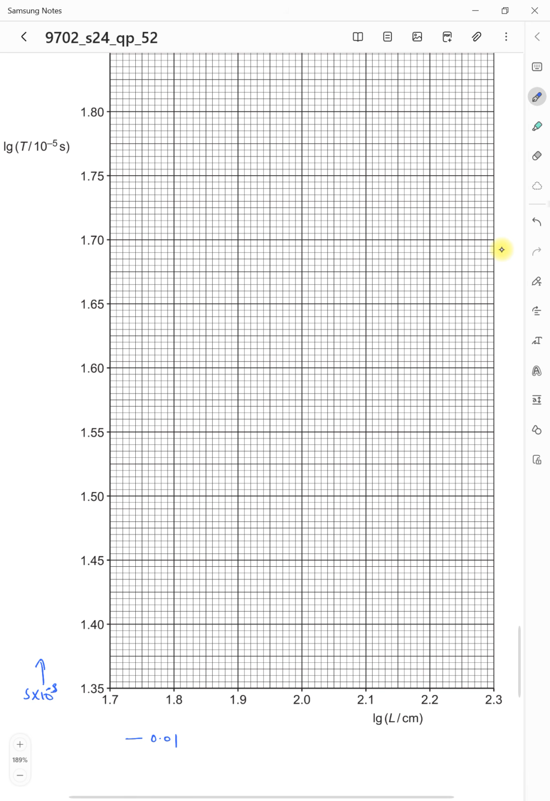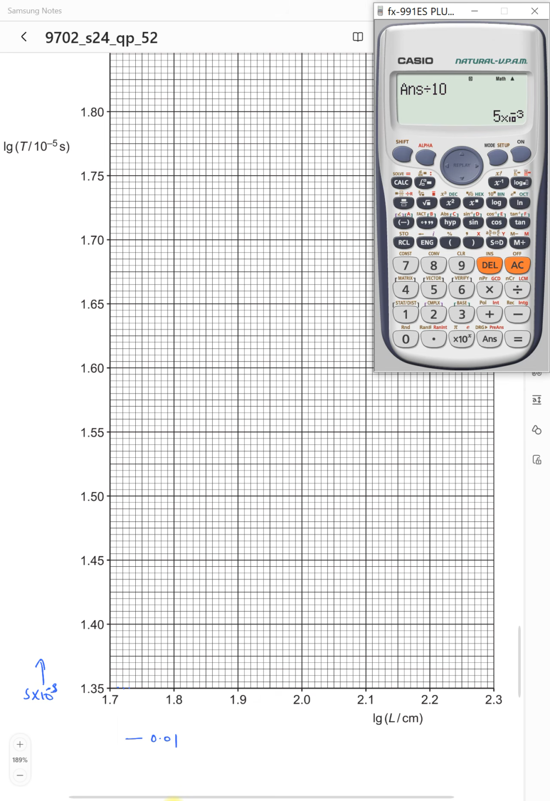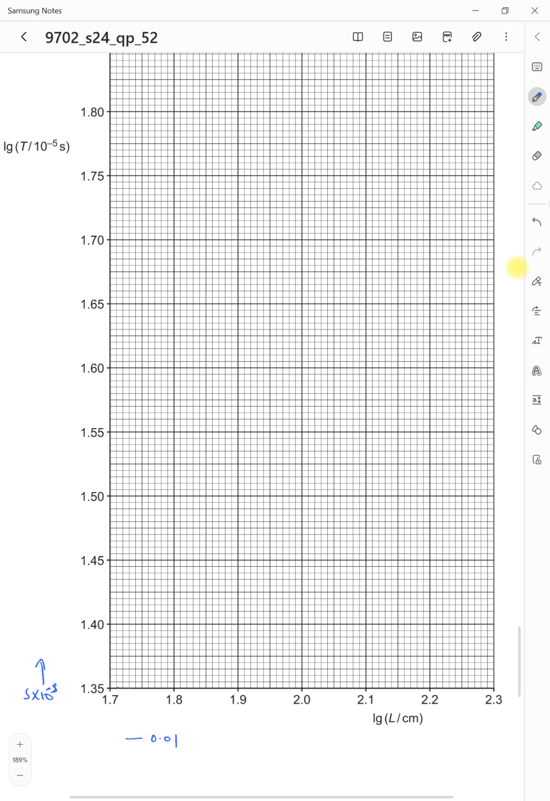The first point is from my values that I've written, we have 1.38 plotted against 1.73. I'll just use my calculator to get 1.38 minus 1.35. Then I divide this by the scale, which is 5 exponent minus 3. So I'm going to add 6 small squares from 1.35. So 5, 6. So this is going to be the point.